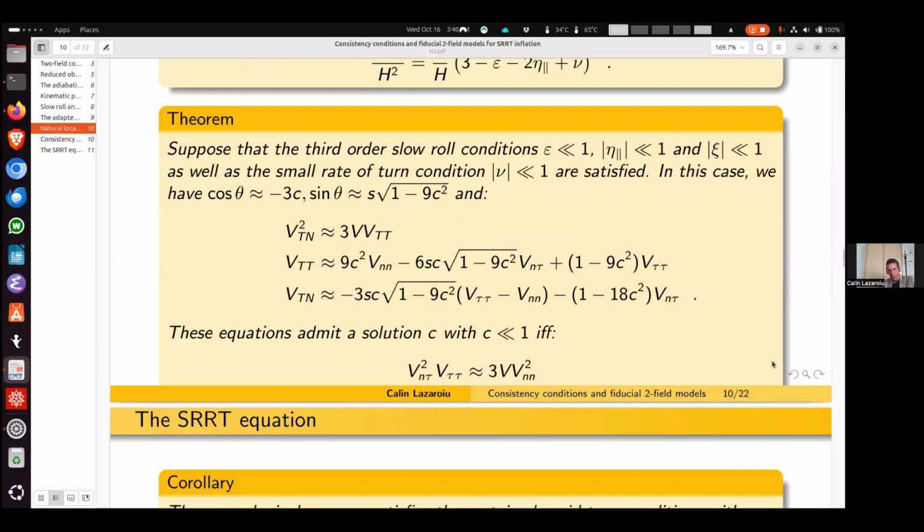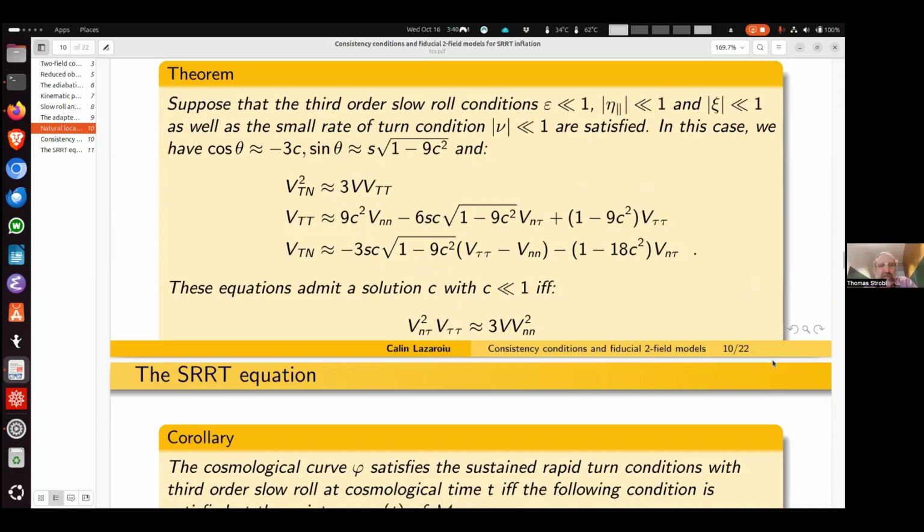Okay. Thomas, do you have further questions? So I imagine that this last equation comes from the first equation of the three, right? Yes, modulo this condition that there is a solution with C much smaller than one. So you plug in the second and the third into it, and then what? Yes, you assume that there is a solution of the second and the third with C much smaller than one, and then you do some algebraic manipulations using the first equation. It's a bit more complicated than that, but okay.